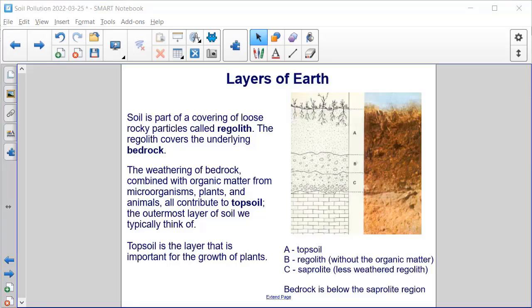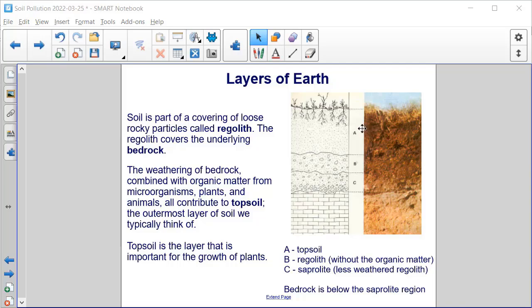The functions of soil vary depending on what type of ecosystem it is found in. Let's now start discussing the components of soil, beginning with the layers of earth. Soil is part of a covering of loose, rocky particles called regolith. The regolith covers the underlying bedrock. The weathering of bedrock, combined with organic matter from microorganisms, plants, and animals, all contribute to topsoil, the outermost layer of soil we typically think of. Topsoil is the layer that is important for the growth of plants.